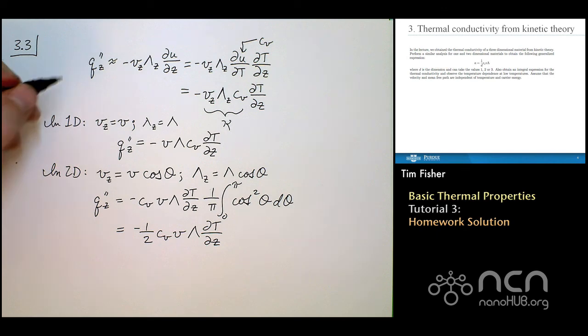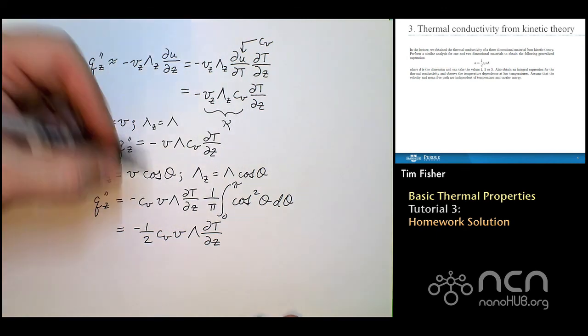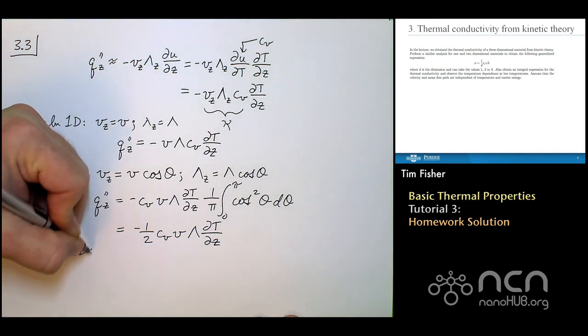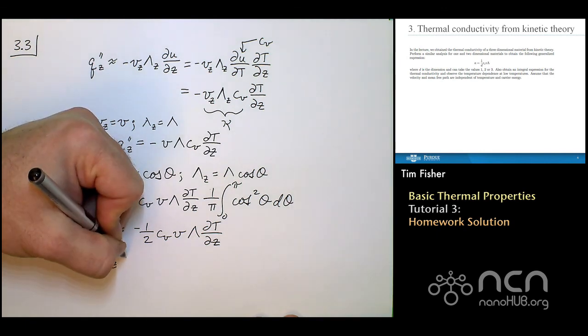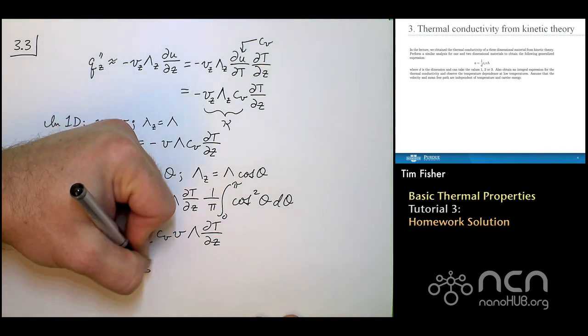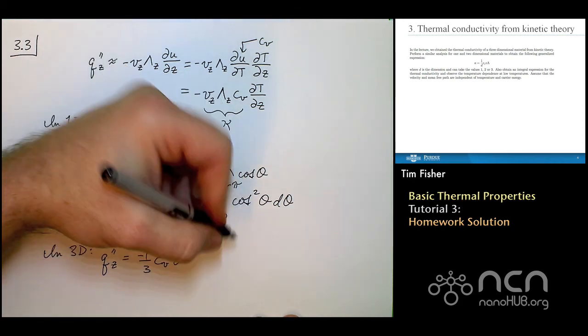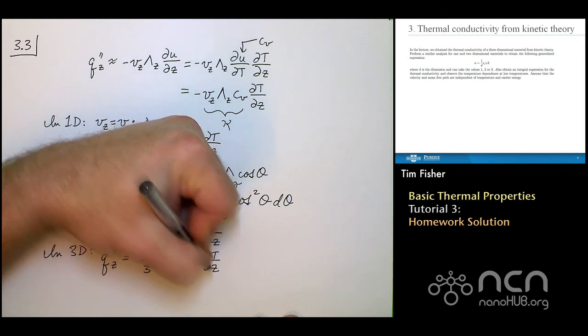And then from the course notes and from the companion book, we found for 3 dimensions that the heat flux in the z direction is minus 1/3 C V times velocity, mean free path, and temperature gradient.